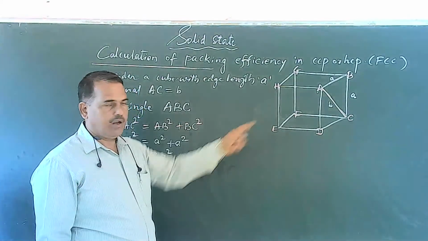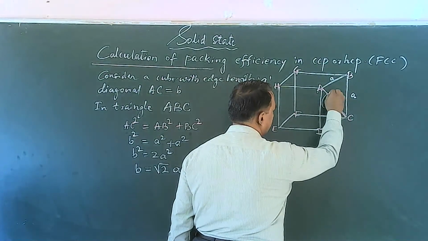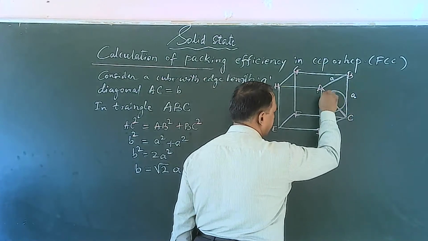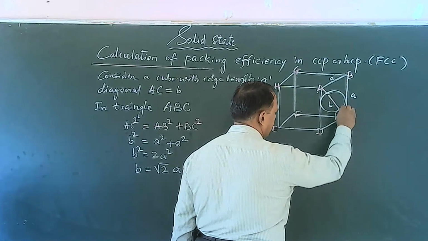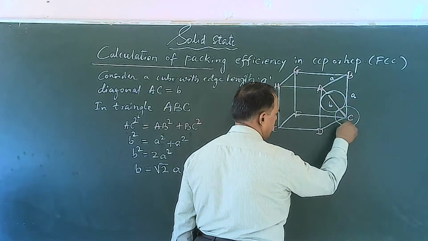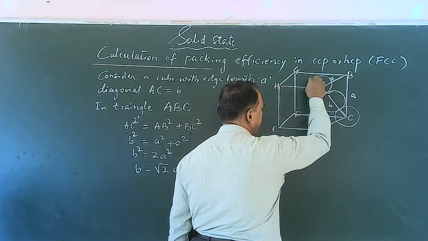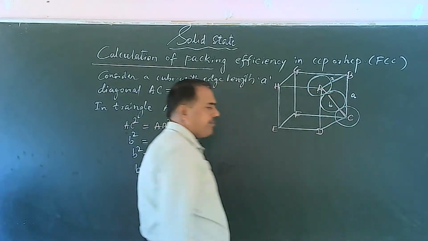See, the face diagonal B consists of three spheres. We can have the spheres. See, one, and another one, which has half portion outside, and this is another. Are you clear?